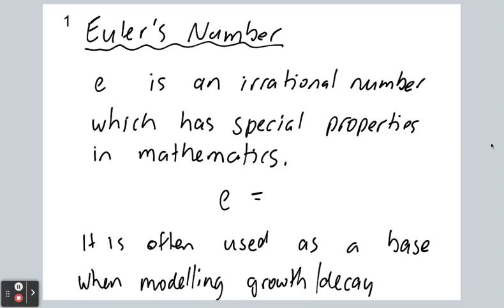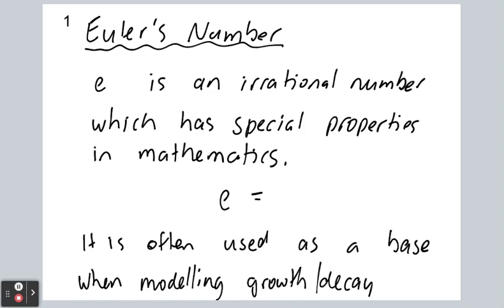Okay, so the focus for this lesson is to look at Euler's number. Euler's number is represented by the letter e. The e, well, it doesn't stand for Euler, but anyway, is an irrational number which has special properties in mathematics.